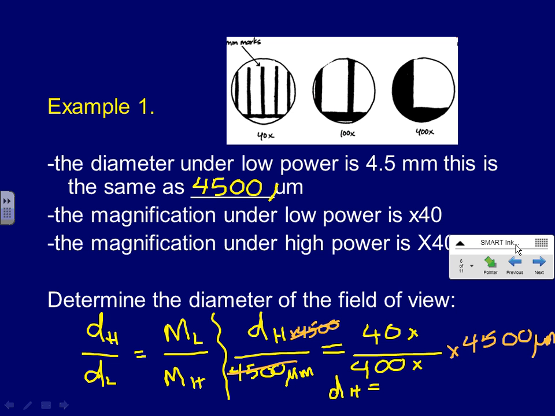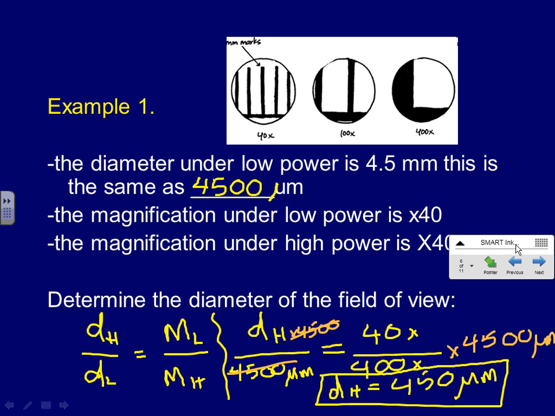What do we get here? Somebody calculate it for me and then share it with me. 450. 450 micrometers. And that is correct.